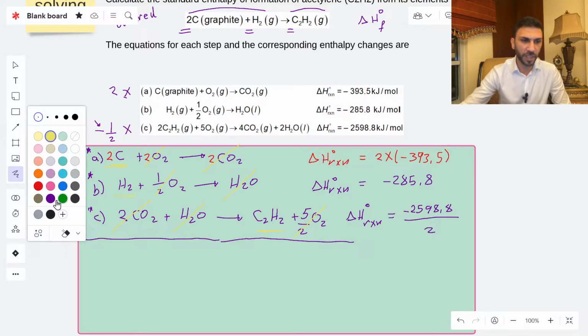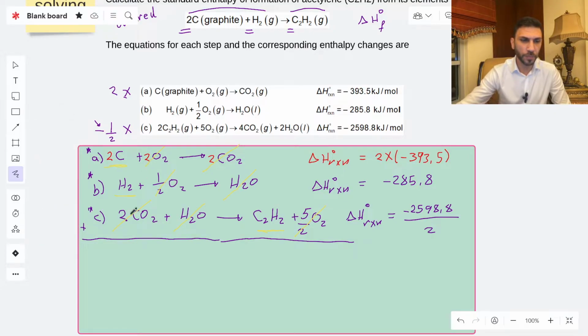So the final reaction will be 2 C plus H2 yields C2H2.